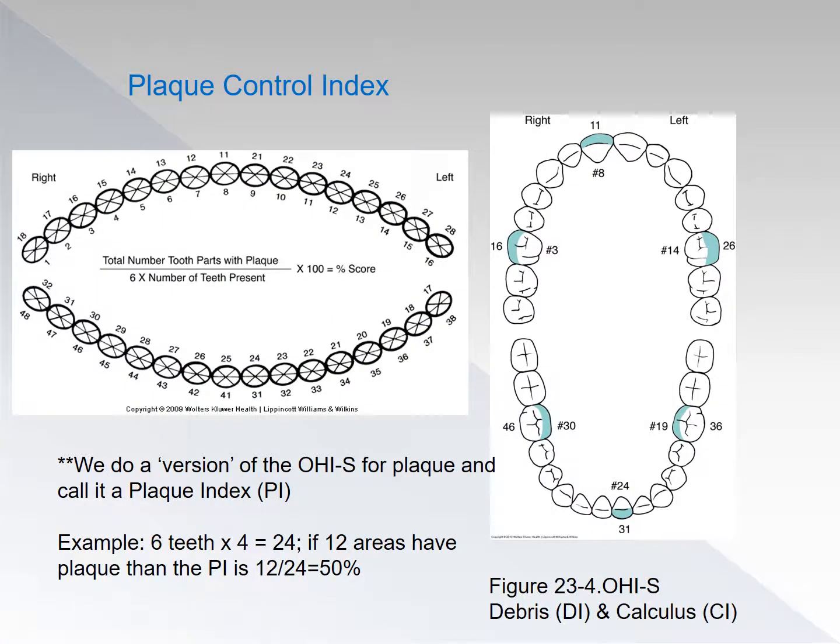So here's some examples of plaque control indices, and we do a version of the OHIS in our clinic. So you will be checking 6 teeth, and so there's 24 surfaces. If they have 12 surfaces that have plaque on it, their score is 50%. Okay, and you can see the OHIS form on the right-hand side here. They're just checking 6 areas.